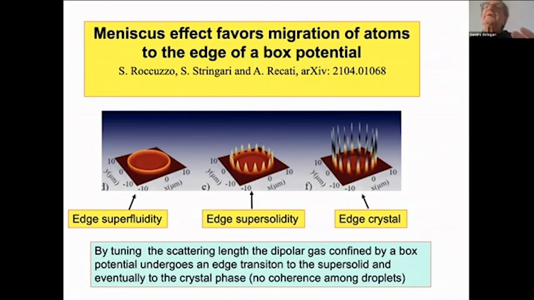And there they can be, from the left to the right, standard superfluids, but can also give rise to supersolidity. And if you change even more the value of the scattering length, these clusters become completely independent and you have an edge crystal. This is a very beautiful new configuration that we hope experimentalists will be able to reproduce. So this concludes my presentation.